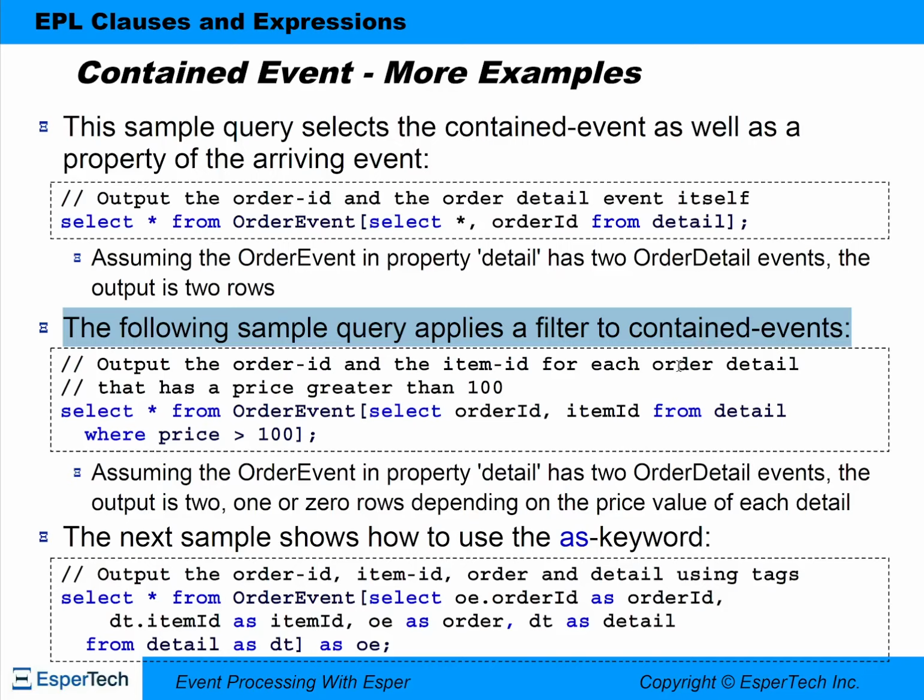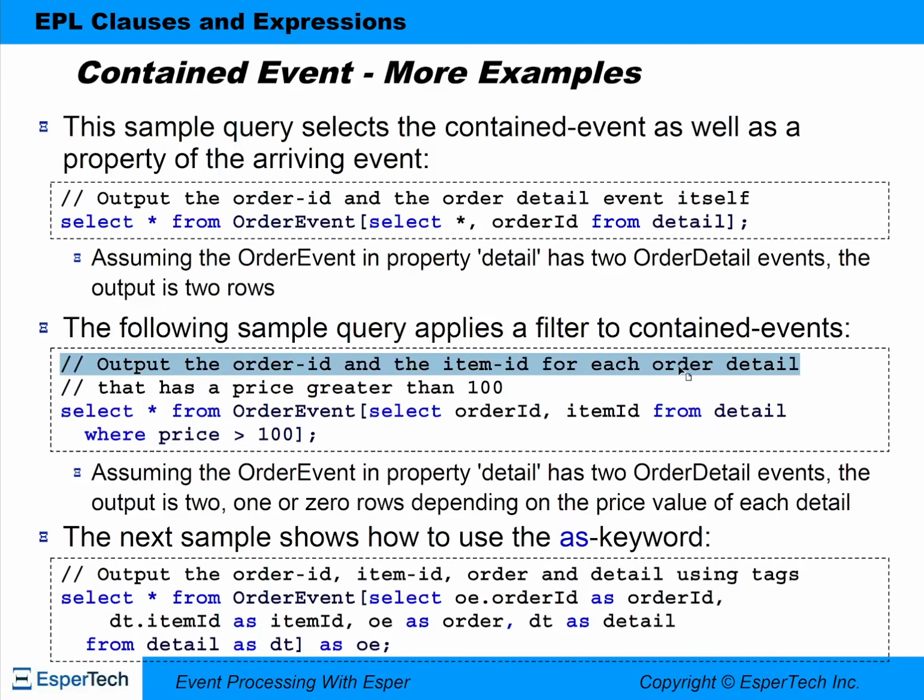The following sample query applies a filter to contained events. The output is the order ID and the item ID for each order detail that has a price greater than 100. Select star from order event, square brackets, select order ID, comma, item ID from detail where price greater 100. Assuming the order event and property detail has two order detail events, the output is 2, 1 or 0 rows depending on the price value of each detail.